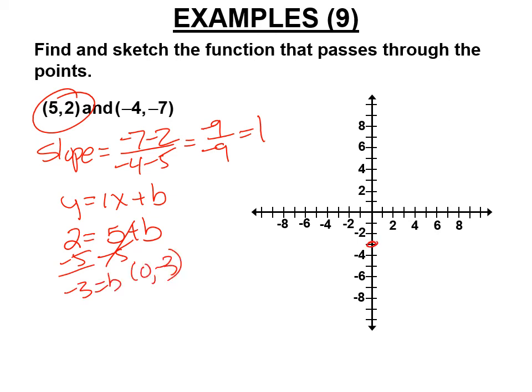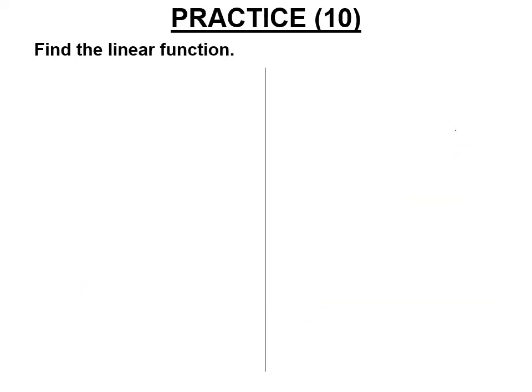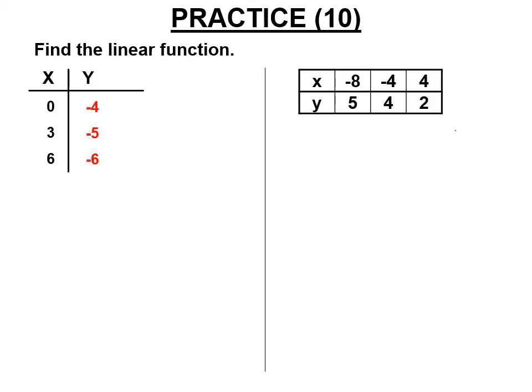So we have 0, negative 3 as our y-intercept. It says the slope is 1. So over 1, up 1, like that. And that is the graph of our linear function. All right, that slide ended abruptly. I'm sorry, I should have put arrows at the end, but my screen messed up. All right, so do this practice.